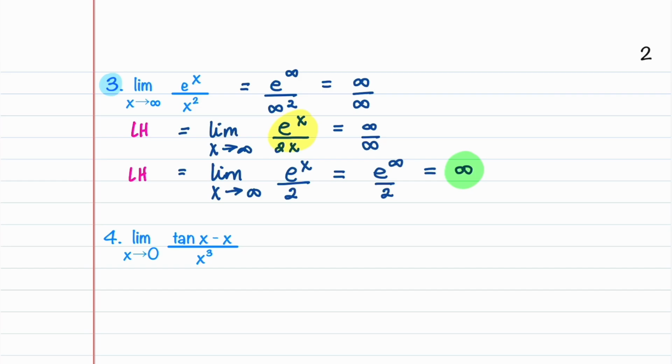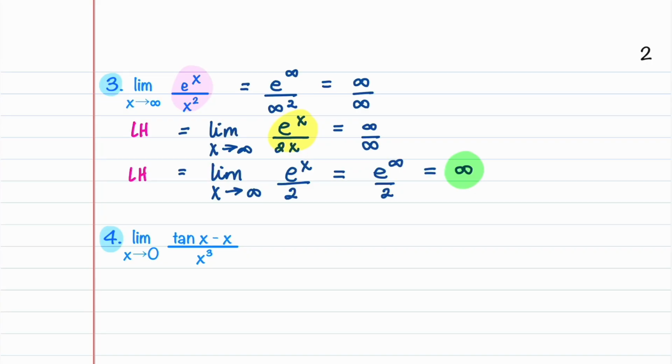When we get a value of infinity, this just tells us, if we look back at our original function, e to the x over x squared, that e to the x is growing faster than x squared as x goes to infinity. Let's now look at our fourth example.